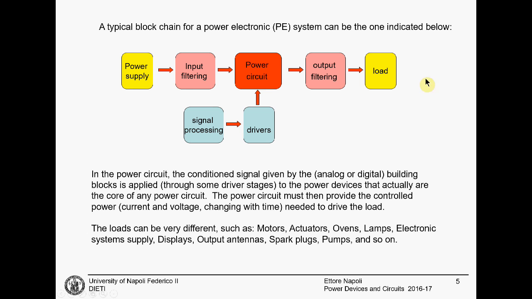When we write load here, we can intend a number of very different things. Motors, actuators, ovens, lamps, electronic system supply, displays, antennas, spark plugs, pumps, automotive. There are a lot of applications. Every electronic system needs a power supply. This means that what we are studying now is widespread and needed every time you design a circuit.